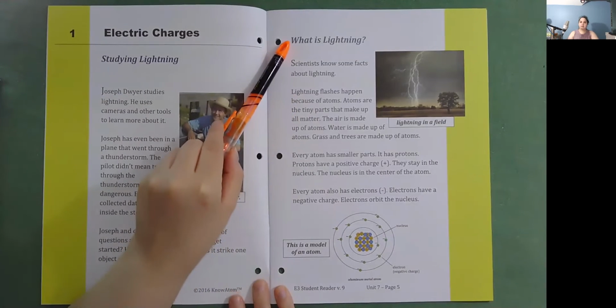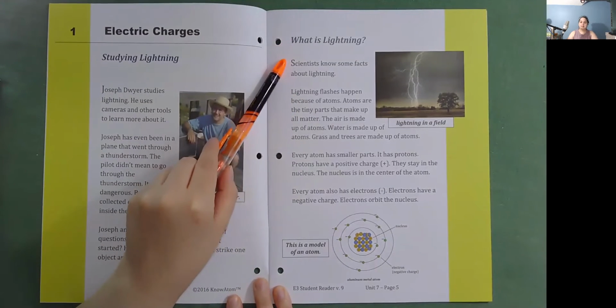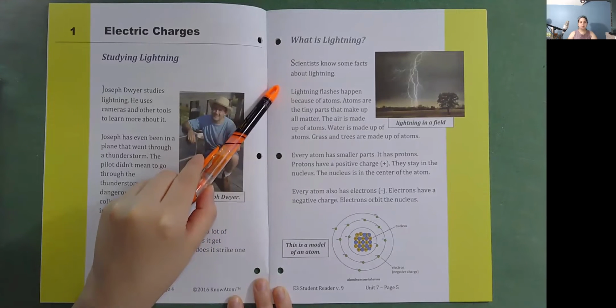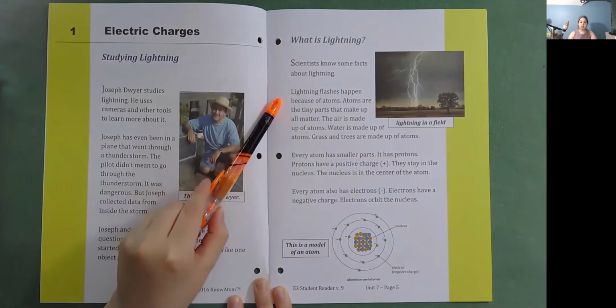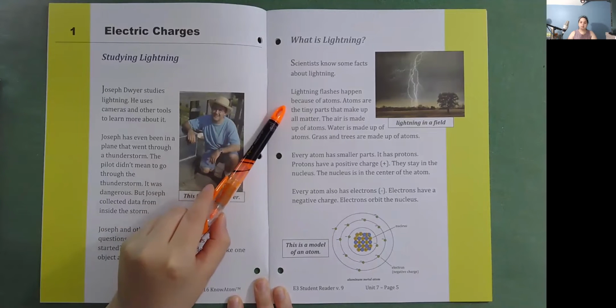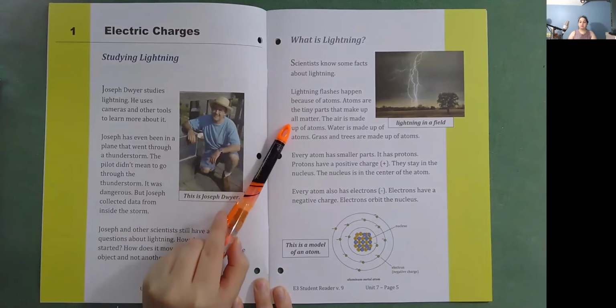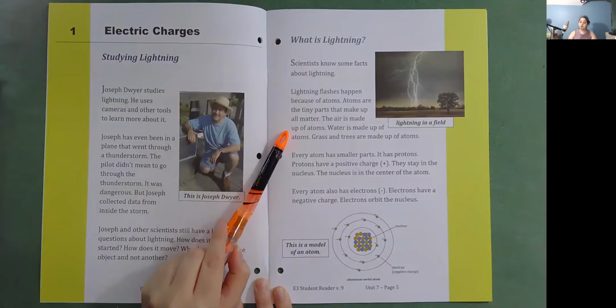What is lightning? Scientists know some facts about lightning. Lightning flashes happen because of atoms. Atoms are the tiny parts that make up all matter. The air is made up of atoms. Water is made up of atoms. Grass and trees are made up of atoms.